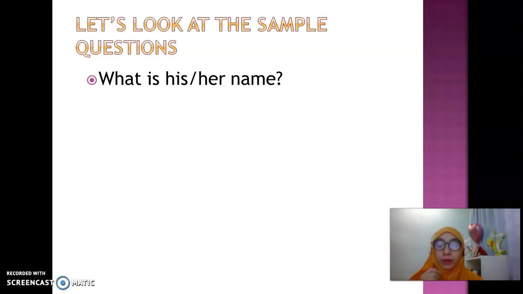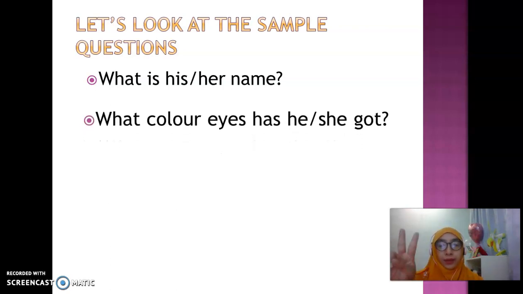We will be using either one in the question later. So this is question number one. What is his or her name? Question number two. What color eyes has he or she got? So that's question number two.